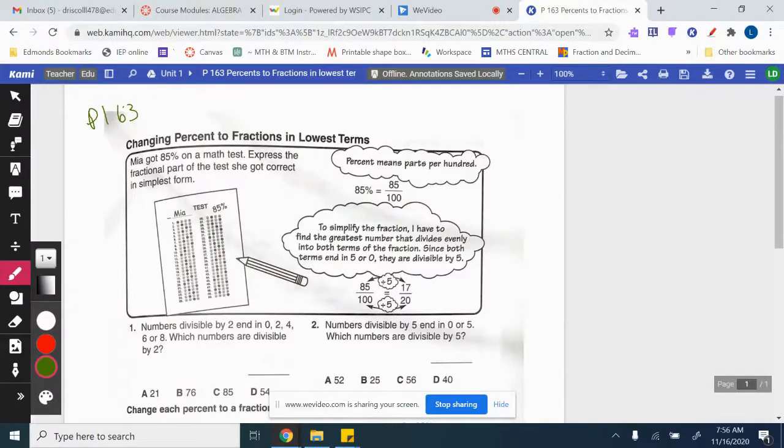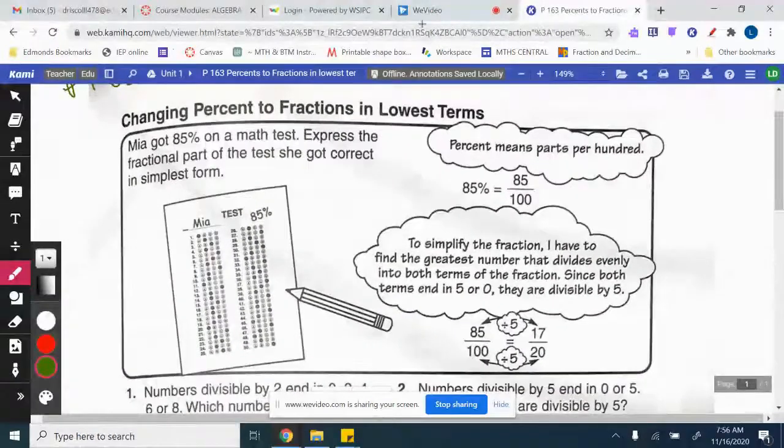Percents to fractions, but then we got to put the fractions in lowest terms. So when we look at the introduction, it says, Maya got 85% on a math test, and it says express this as a fraction in simplest form. So last week you guys learned how to do this. 85% equals 85 over 100. Easy peasy. But now we got to figure out, how do we make sure that this is in simplest form? And they tell you that you can divide both the top and the bottom number by 5, and that's going to get us to the simplest form. And now this is a prime number. So we know it's in simplest form because it cannot go into the bottom number.